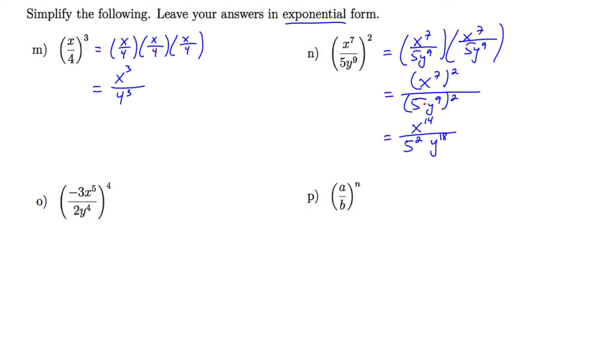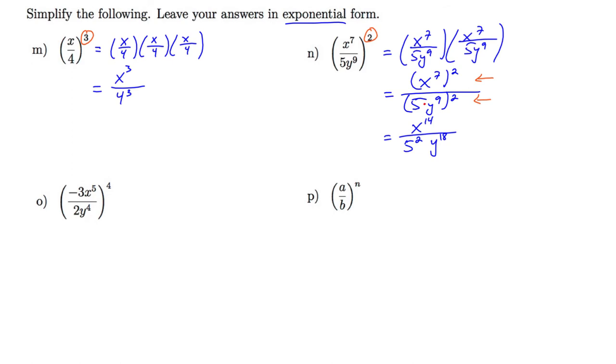What we're looking for in these two examples is a common pattern, and what we've seen in both of them is that this outer exponent of 3 from M ended up being applied to the numerator and denominator independently, and same thing on part N. The exponent of 2 on the outside was separately applied to the numerator and the entire denominator. We were able to clean it up or simplify it a bit further in part N, but the same basic rule is happening in both situations.